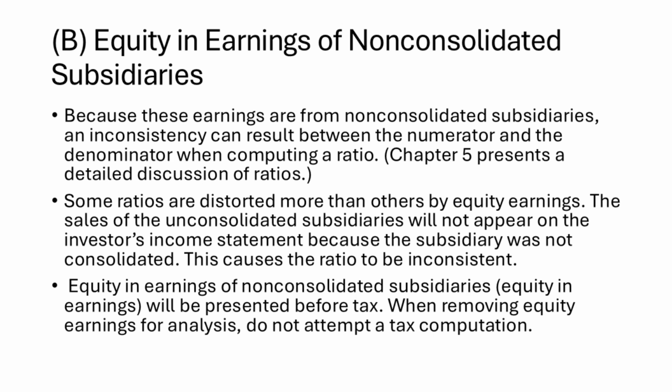The denominator, sales, includes only the sales of the operating company. The sales of the unconsolidated subsidiaries will not appear on the investor's income statement because the subsidiary was not consolidated. This causes the ratio to be inconsistent. And we will talk more about the detailed discussion of the ratios in Chapter 5.